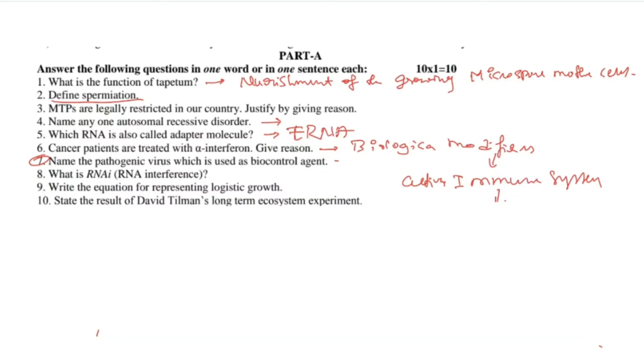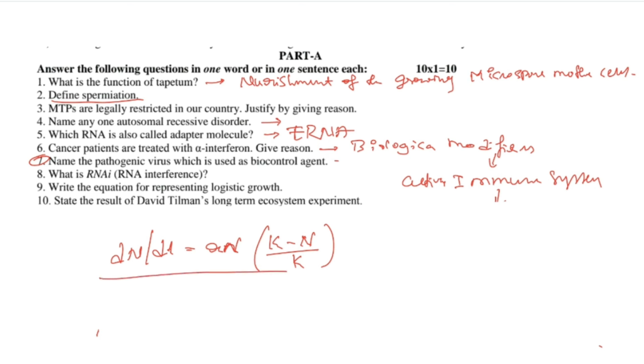Okay. The ninth one, write the equation for representing logistic growth. So it is a type of growth curve which is represented by the formula dN by dt equals r into N, whole K minus N divided by K. You all know that. But if you have only written this, you will not get the whole 1 mark.